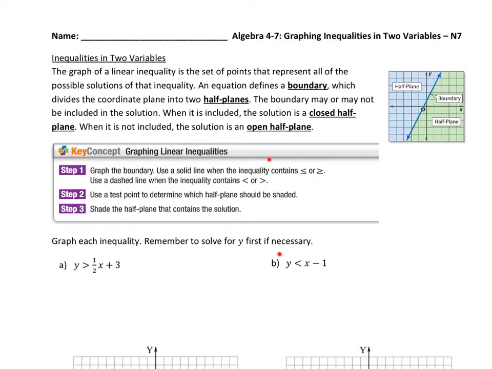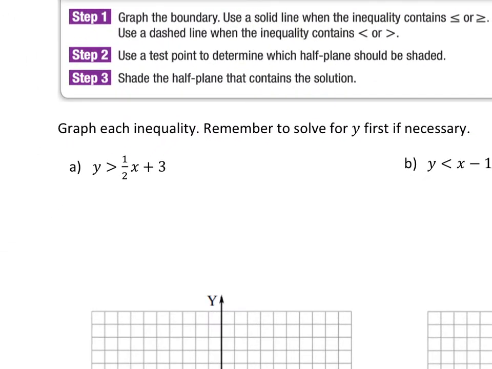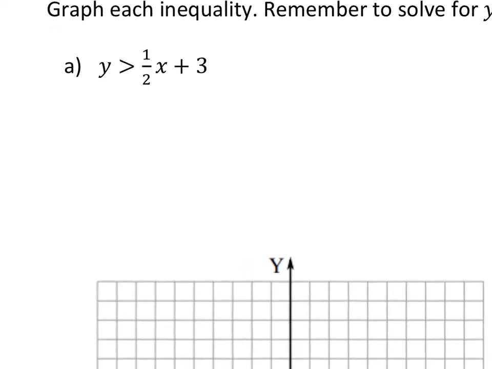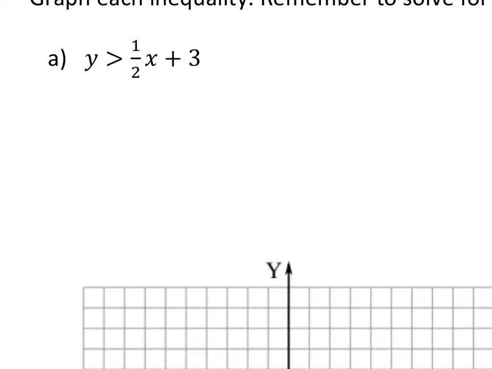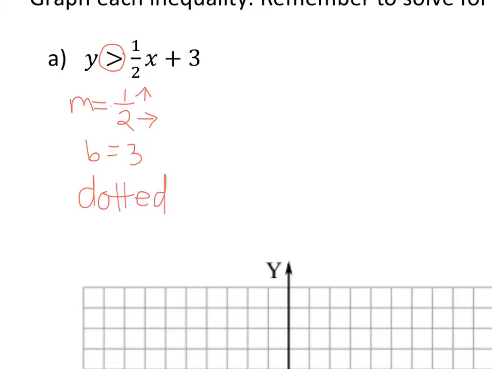So let's take a look at A. Graph each inequality. Remember to solve for y first if necessary. This one I don't have to solve for y, it's already there. We're going to treat this as if it were slope-intercept form. Our slope is 1 over 2, which means up 1, right 2, and the y-intercept is 3, where we begin. Because of this symbol, I know it's going to be dashed or dotted. And to determine what to shade, we need to first graph it.